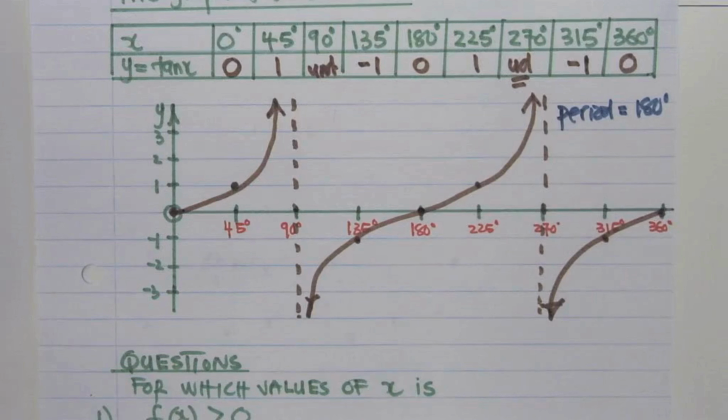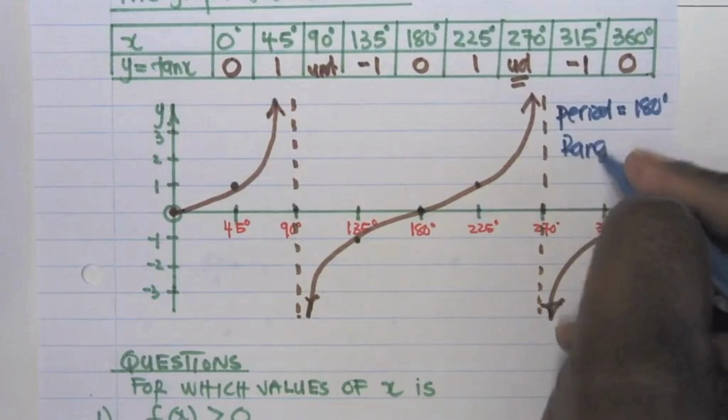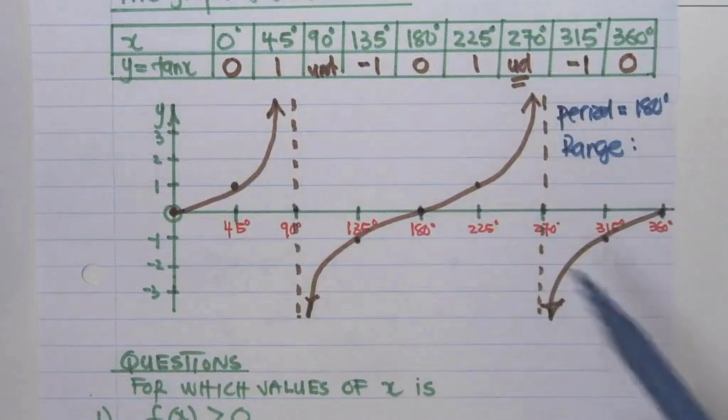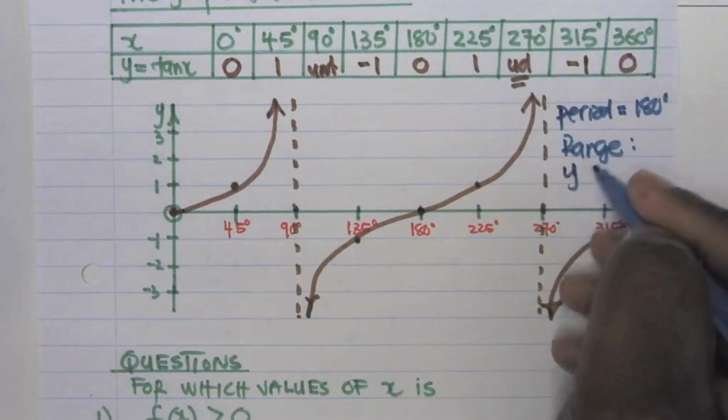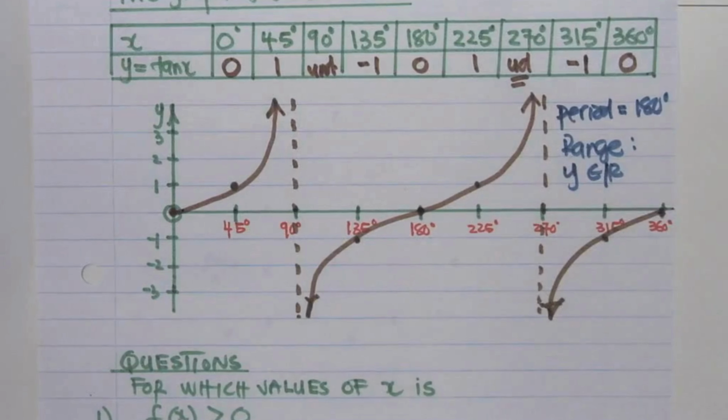And if we look at the range of this graph here, we are going to see that the range is represented as y is an element of all real numbers.